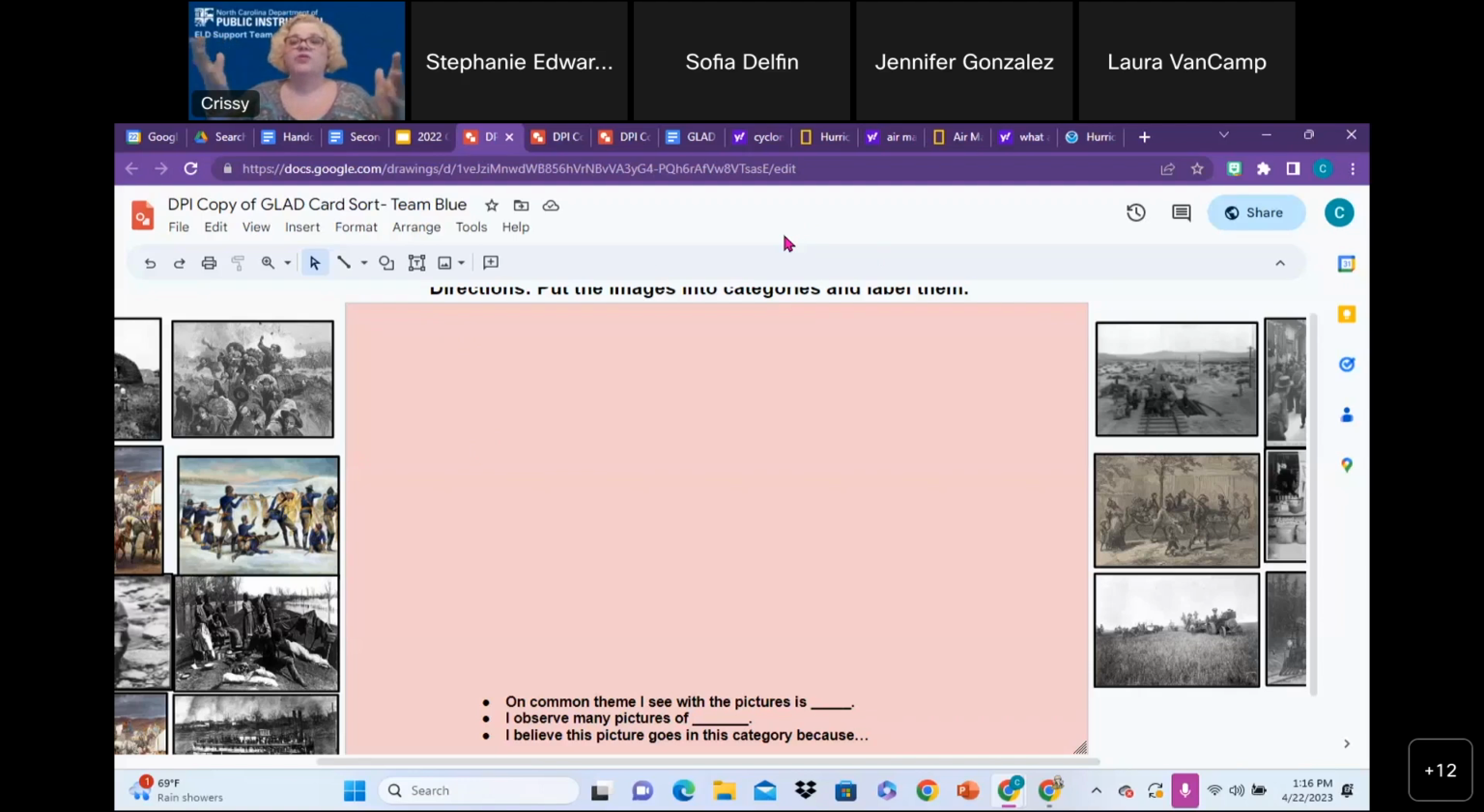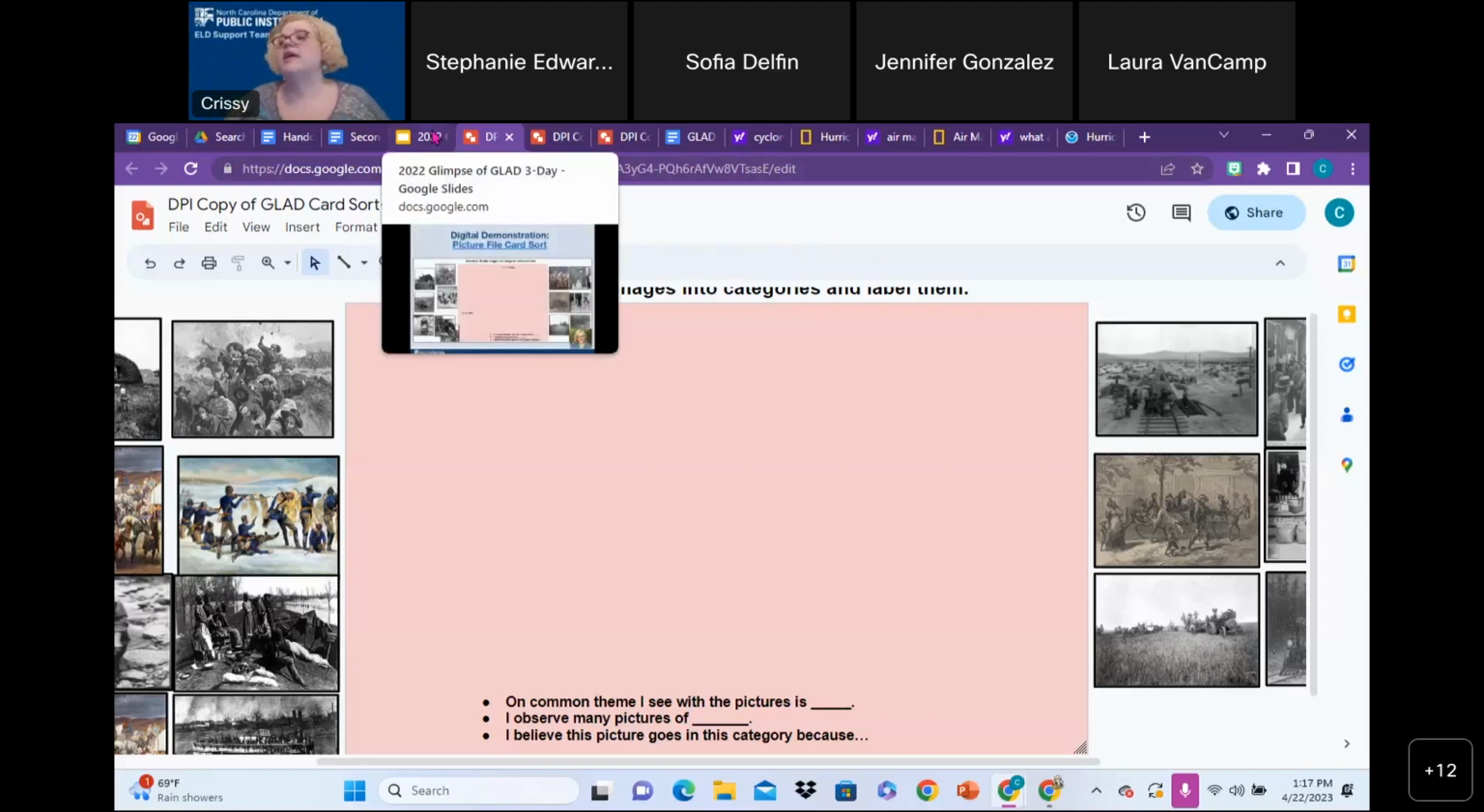Our category on transportation is different from Carrie's group's category on Native American abuses. So you can have them compare how they sorted. There's just a lot of ways that these sorts can be used.